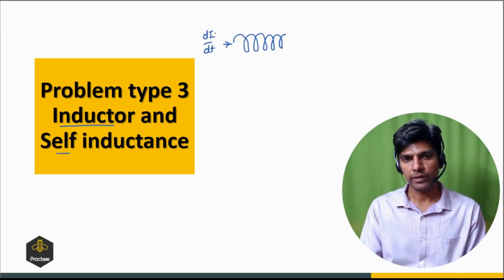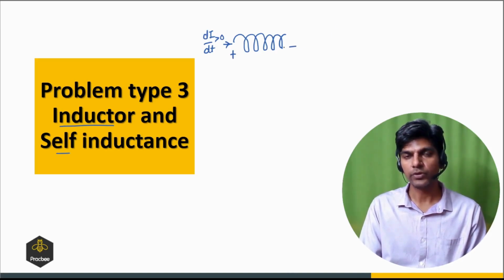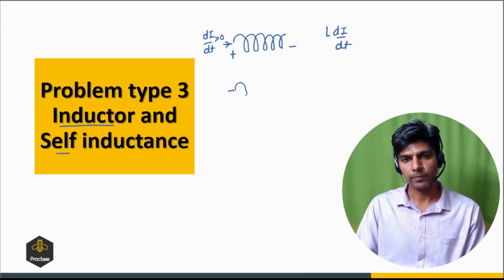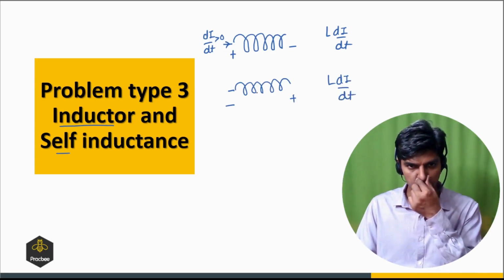EMF induced, and let us say this di by dt is positive, then the left end will be at high potential and the right end will be at low potential. So the potential drop will be L times di by dt, where L is the self-inductance. But if the current is decreasing, the polarity will reverse. So this will be negative and this will be positive. Again, the magnitude will be L di by dt, right? So this you should remember.